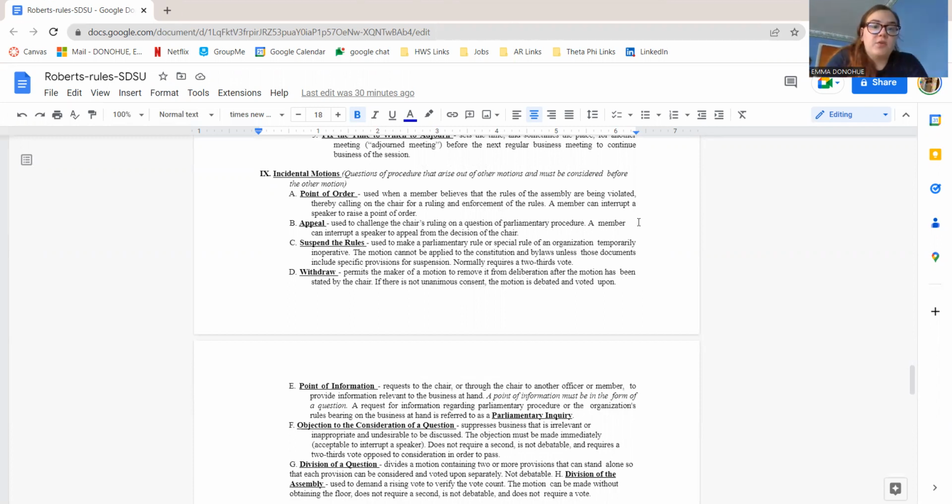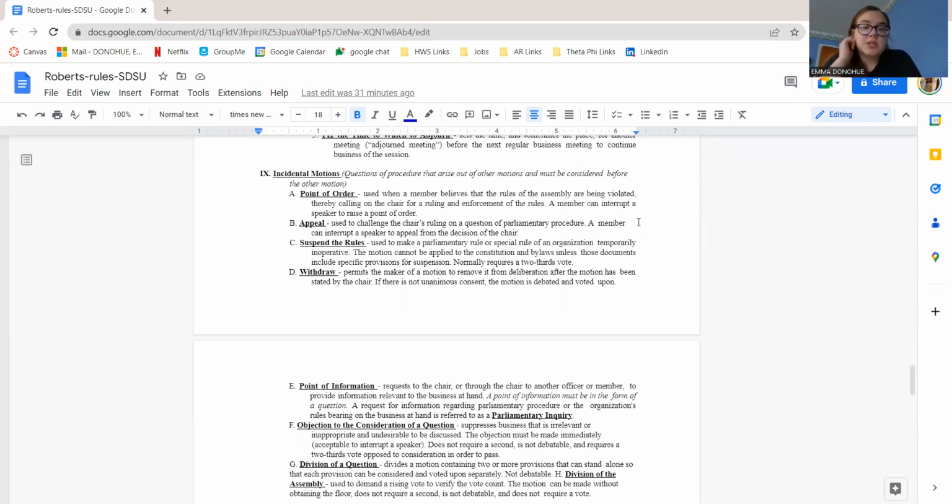So first we have the point of order, which is used when a member believes that the rules of the assembly are being violated, thereby calling on the chair for a ruling and enforcement of the rules. A member can interrupt a speaker to raise a point of order. We have an appeal, which is used to challenge the chair's ruling on a question of parliamentary procedure. A member can interrupt a speaker to appeal from the decision of the chair.